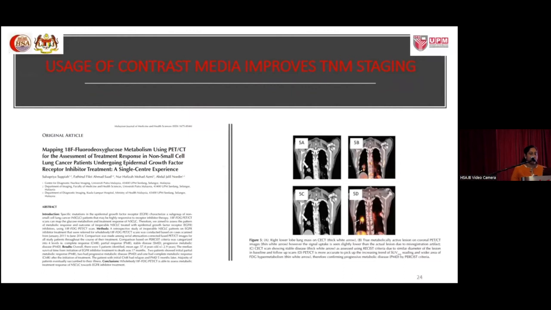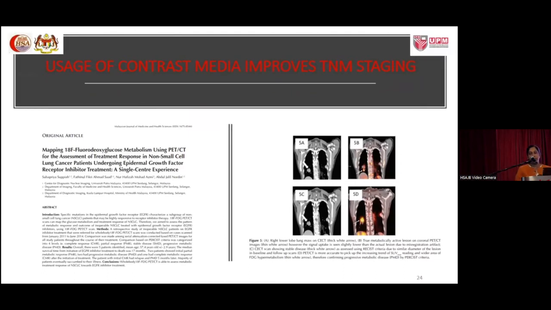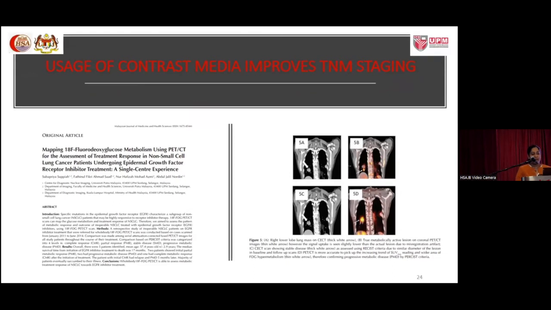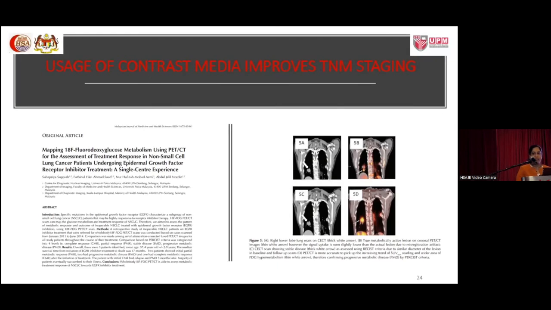So the usage of contrast media also helps us in either upstaging or downstaging the TNM staging, such as lung cancer. It can help us to determine the nature of the lesion. So it's like a one-stop center imaging with a contrast-enhanced CT as well as a PET in one imaging.